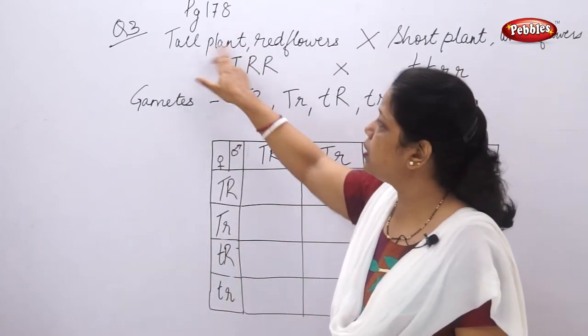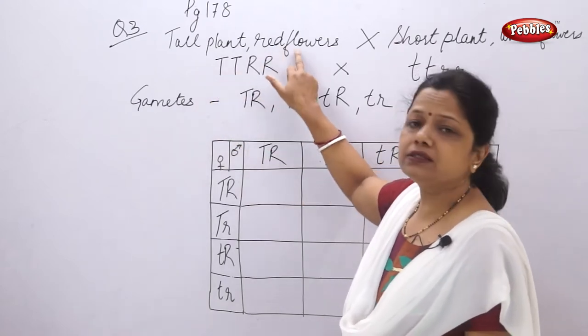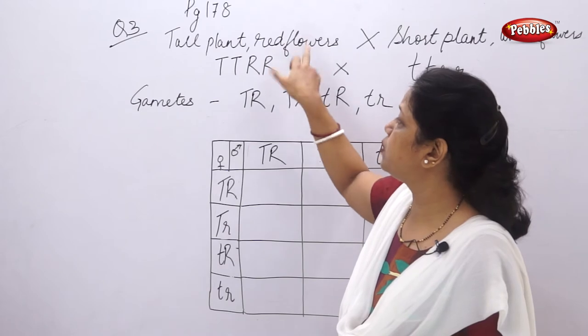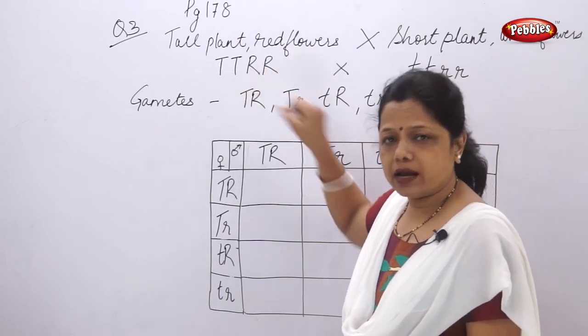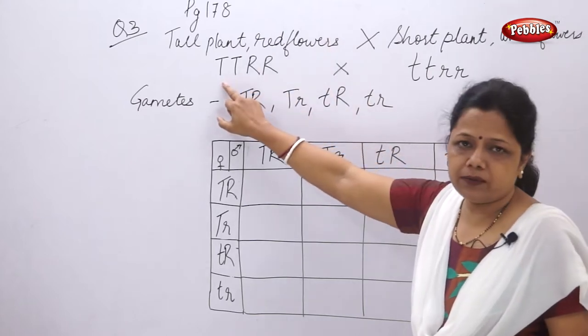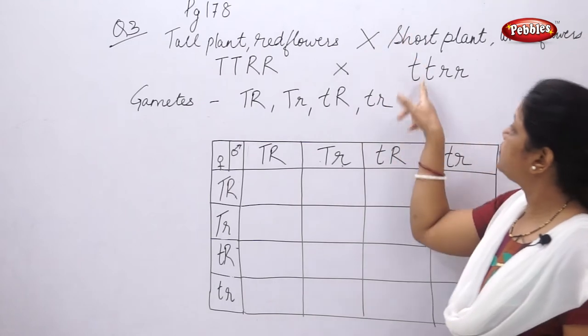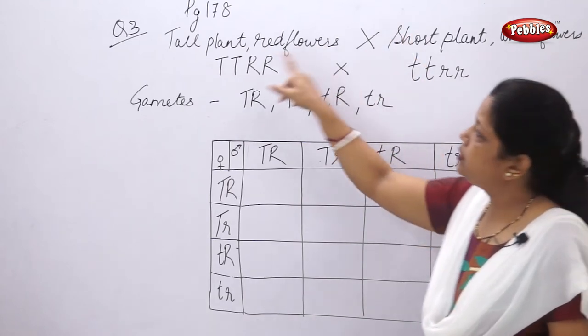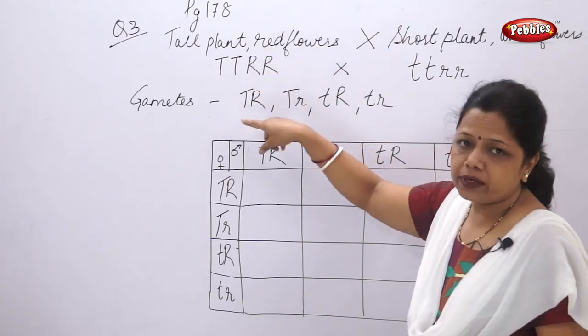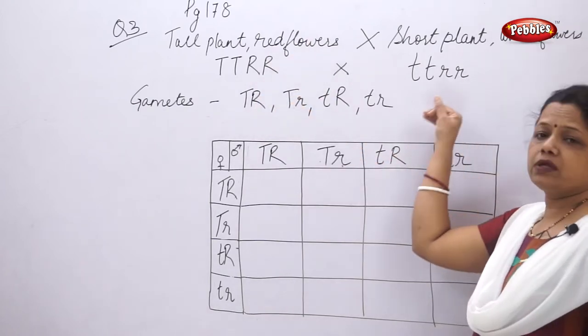So here for tall plant we have used capital T, and for the red flowers, which are dominant, we have taken capital R. In the same way for short plant we'll take small t, and for white flowers we'll use small r.